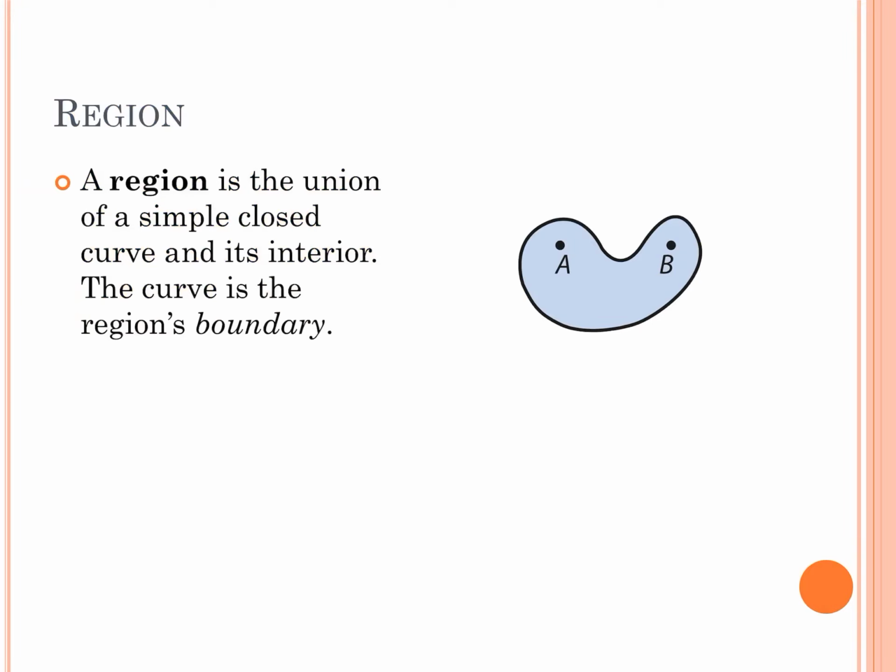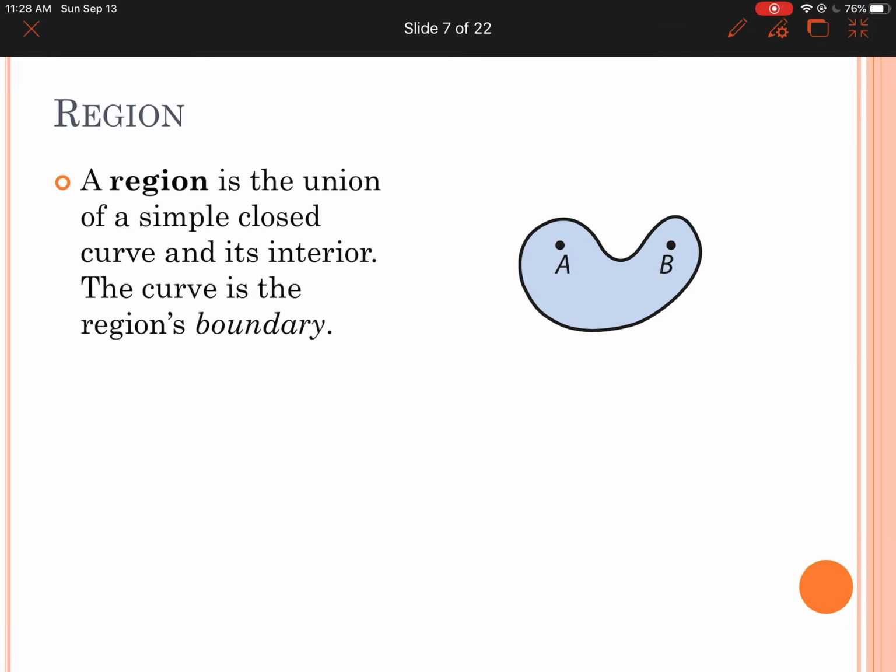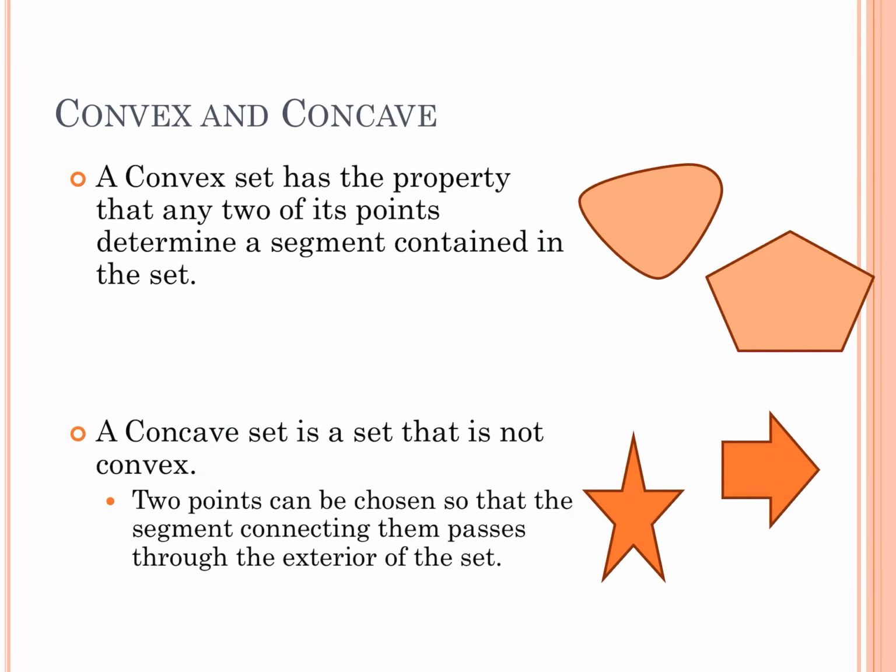We'll be talking about a region. A region is the union of a simple closed curve and its interior. So we want union, so we want to include the simple closed curve and its interior. So this entire thing here would be called a region. The A and B don't have to do anything with this. And then the curve itself is called the boundary. So we might be using those terms as we work through.